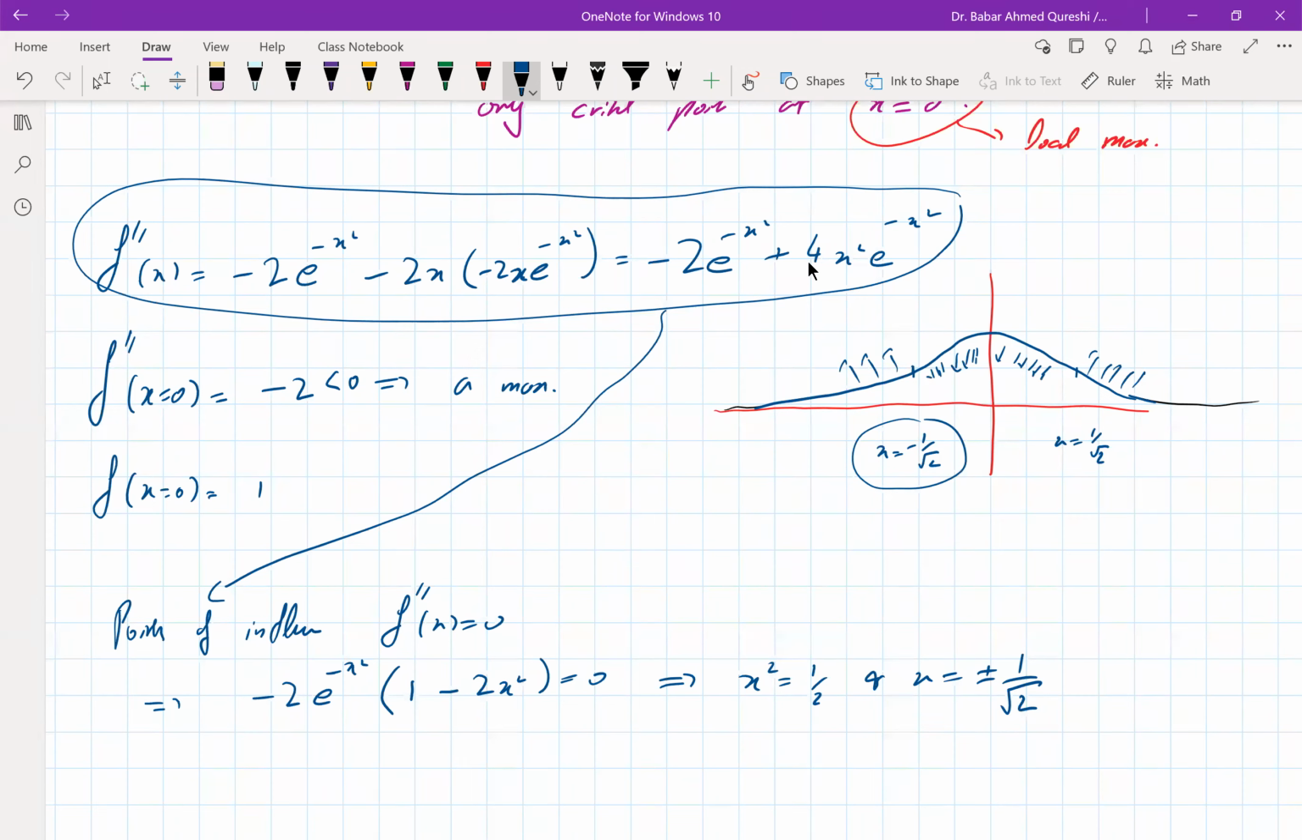Now I can do one or two more interesting ones. e to the minus x square. Let me do one very interesting one where the domain comes into play.